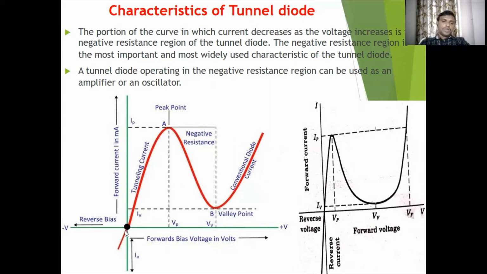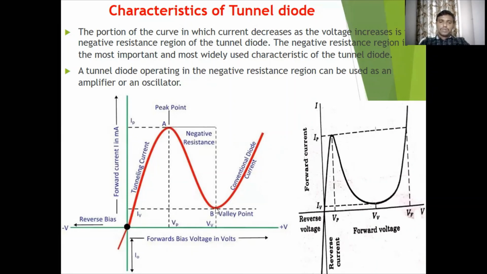So at the starting point there is no tunnel current. After that, if you increase the voltage, there is a sharp increase in the tunnel current up to this point A, and it reaches its peak value. The voltage at which the tunnel current reaches its maximum value is called the peak voltage.